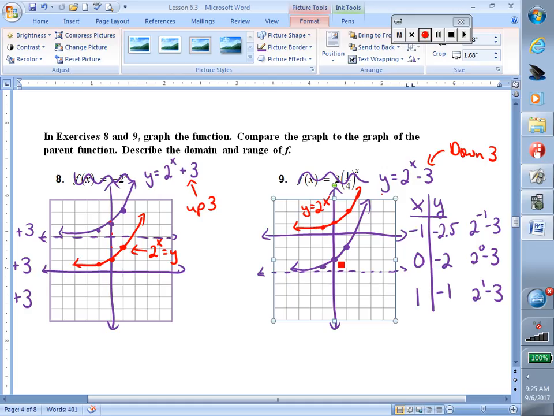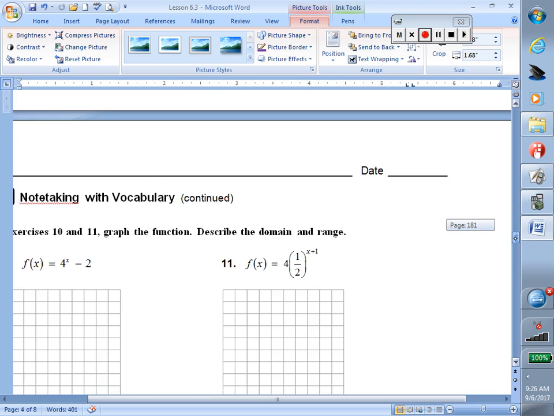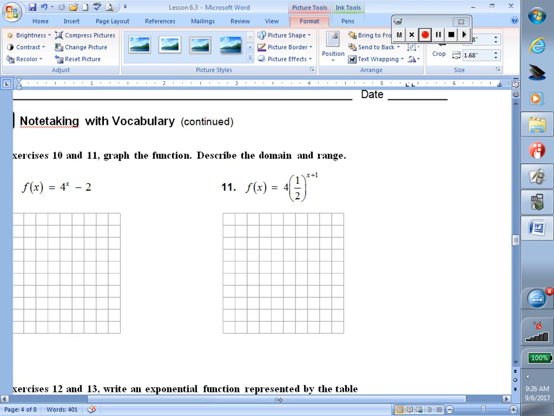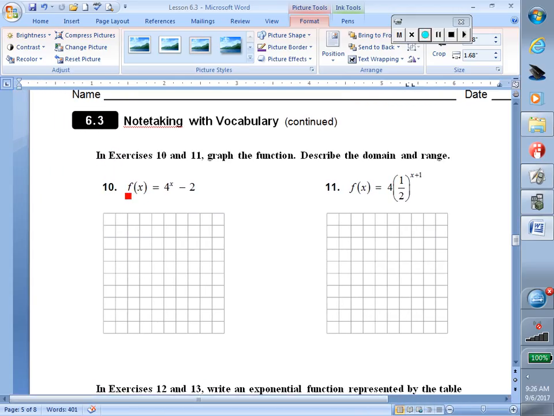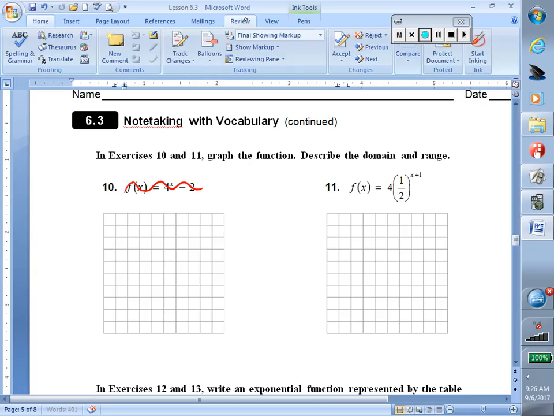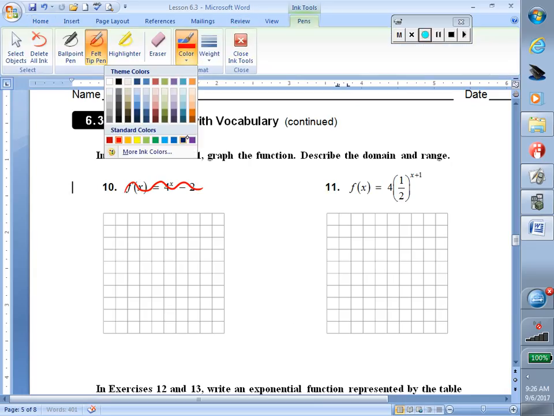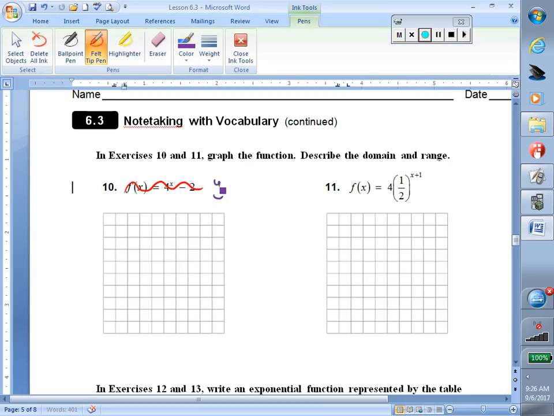Now let's see what happens. Our final transformations, if we go on to page 182, let's look at number 10, and let's change our equation. Let's do y equals 2 to the, and we're going to do x plus 3 as part of the exponent. I once again want to make a table of values.